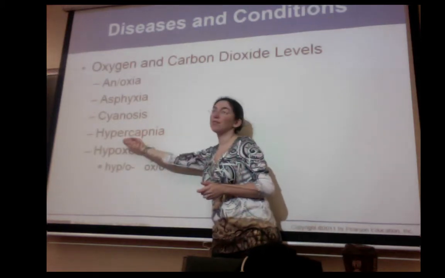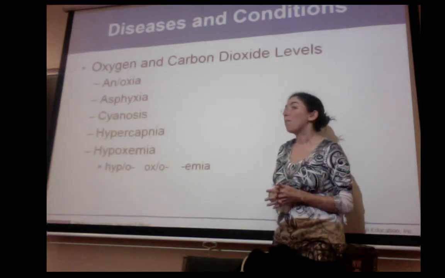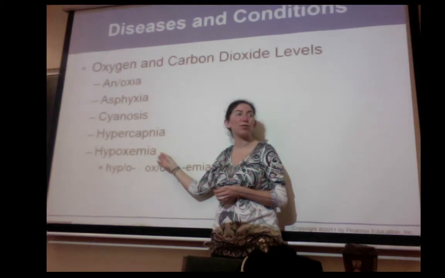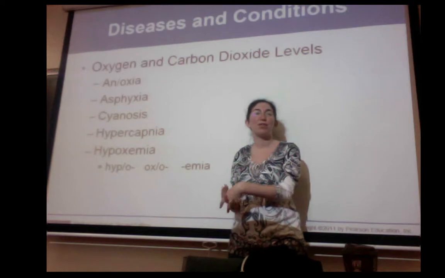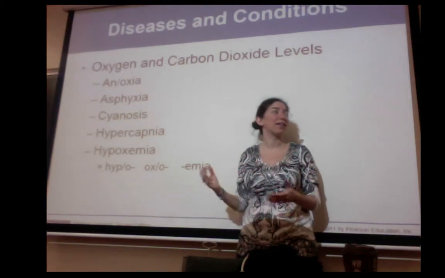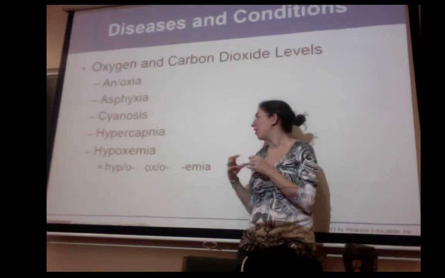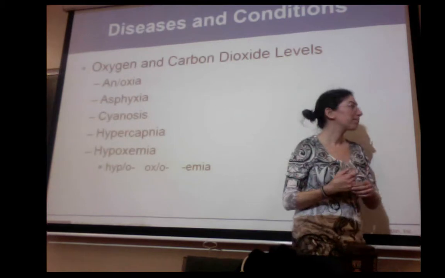Hypercapnia is excessive amounts of carbon dioxide. That can happen from hypoventilation. And hypoxemia is really referring to low oxygen levels in the blood at the cellular level. So your cells can become hypoxic. Like cancer cells, a lot of times cells in the middle of a tumor are said to be hypoxic. They're not getting a lot of oxygen. Okay.